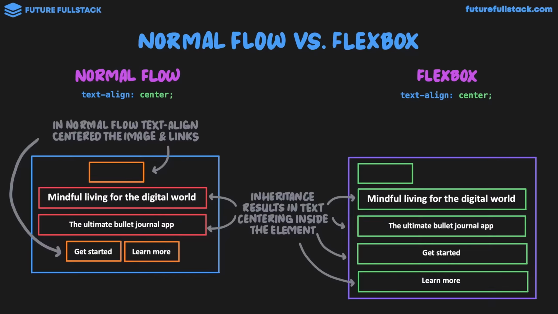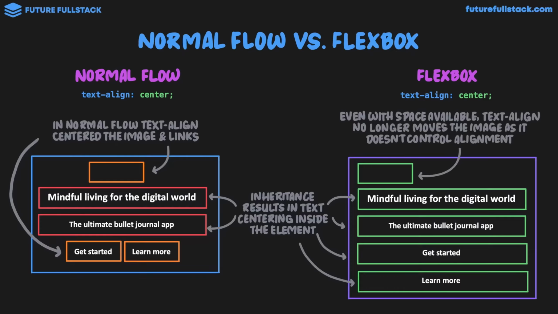And because we no longer view these as block and inline elements, but now Flex items, text align center will center this text inside the Flex item. Again, we can't view our anchor tags as inline elements anymore. They're just Flex items. However, even with space available, text align no longer moves the image as it doesn't control alignment. This image won't center like it will in normal flow. And that's because Flexbox properties now control alignment, which we're going to be seeing in the next few chapters. Text align will not move a child like it did in normal flow. Let's check this out in VS Code.